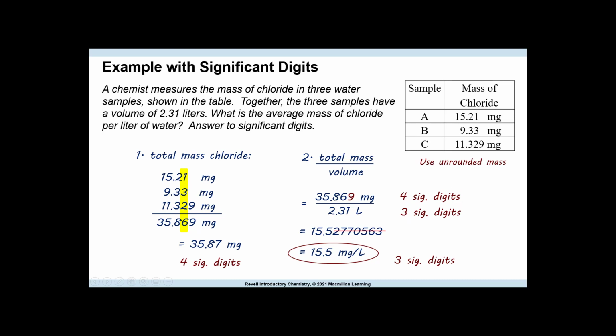However, multiplication and division only care about the value with the smallest amount of digits, which is 2.31. So our answer is going to have 3 sig figs. We're going to drop everything out. Non-significant is less than 5, so our answer is 15.5.